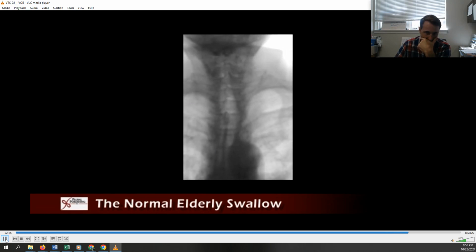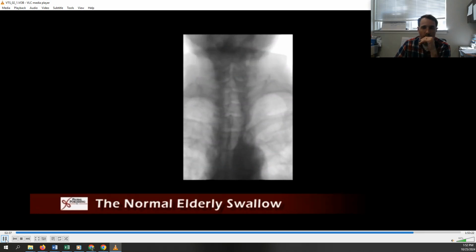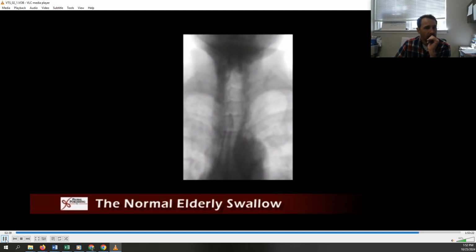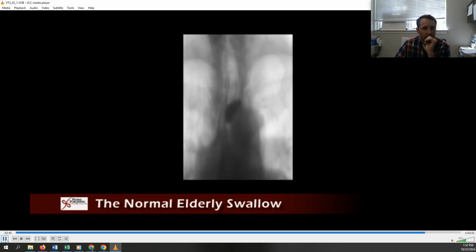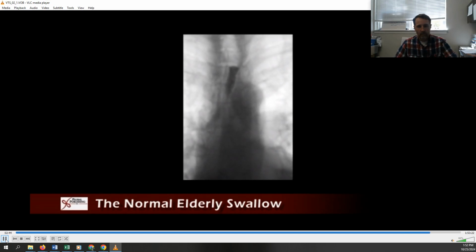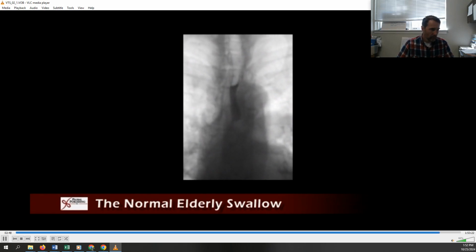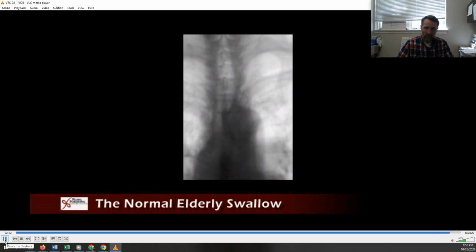image. This video shows an elderly swallow, which cannot be considered as disordered, but at the same time cannot be considered as standard for all patients of a similar age, or even older. What must be remembered is that huge variations in the normal elderly swallow occur, and what has just been shown is just one example.